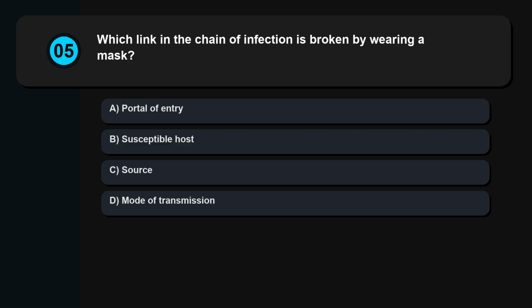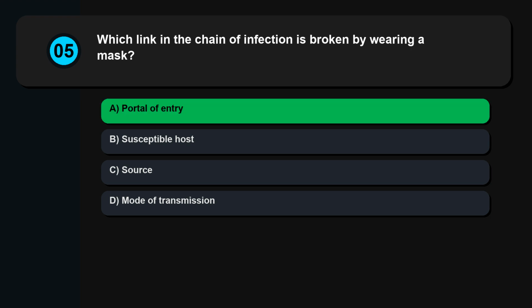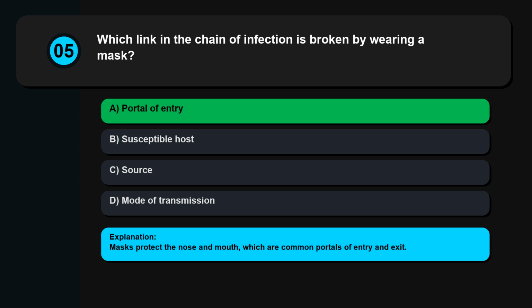Question 5. Which link in the chain of infection is broken by wearing a mask? Portal of entry, susceptible host, source, mode of transmission. Masks protect the nose and mouth, which are common portals of entry and exit.